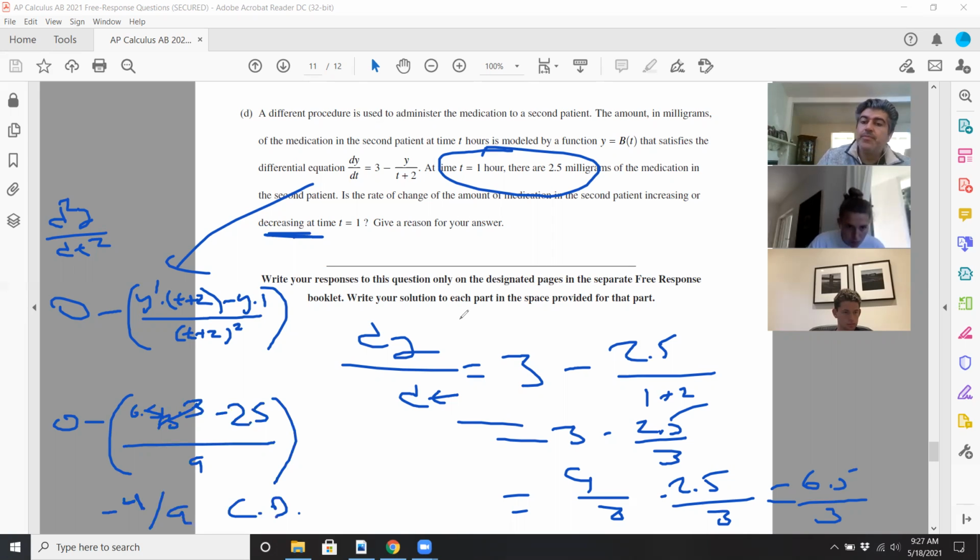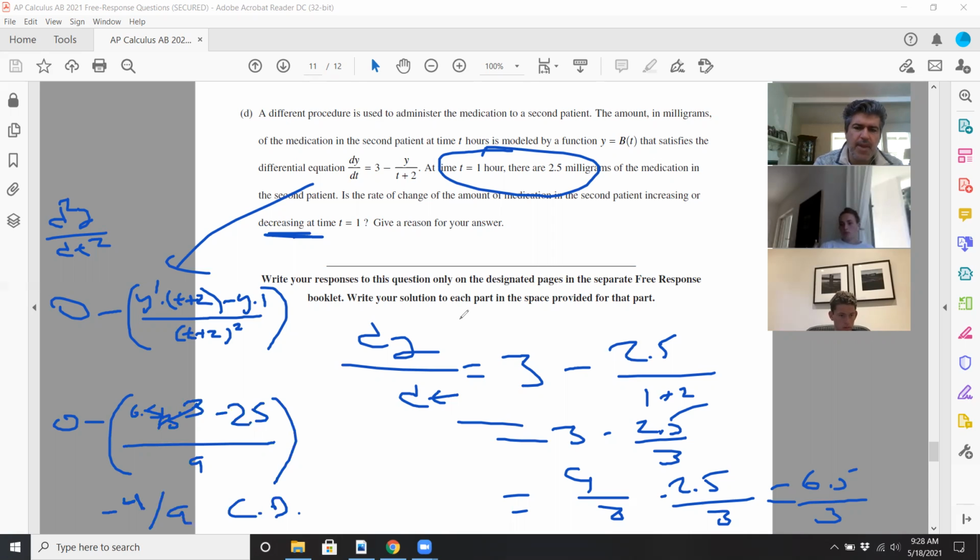So that's what you have to do. Remember, it's asking how the rate is changing, how the derivative is changing, so you have to do a second derivative. But you still have to find the value of the derivative anyway when you're finding the value of the second derivative. And overall, it's negative, concave down, so it's decreasing. So that's what you do for that one.